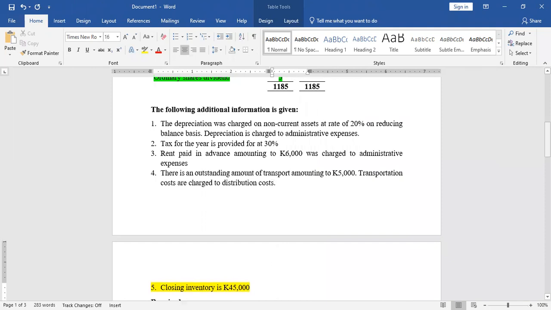The depreciation was charged on non-current assets at a rate of 20% on reducing balance basis. Depreciation is charged to administrative expense. So therefore, I need first to calculate the depreciation before I can bring the administrative expenses into the statement of profit or loss. So there you go.